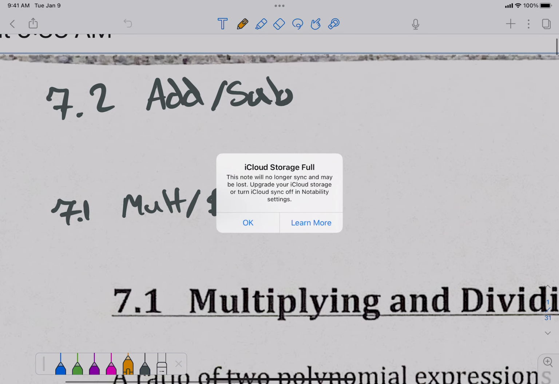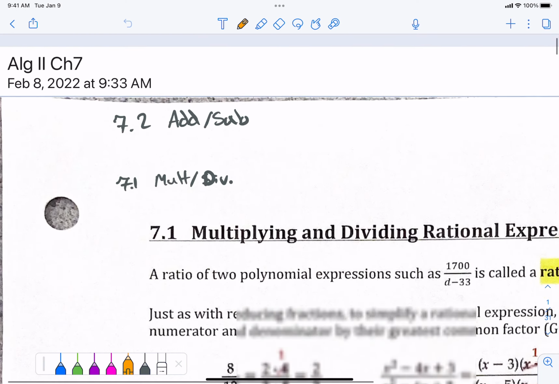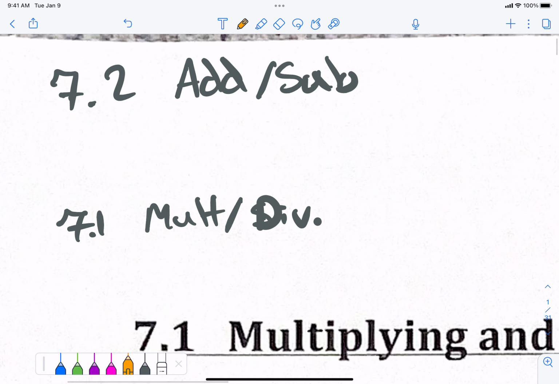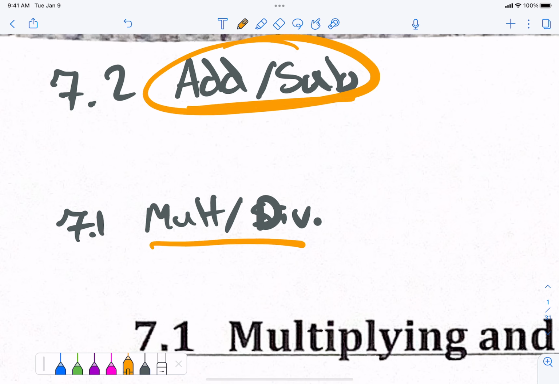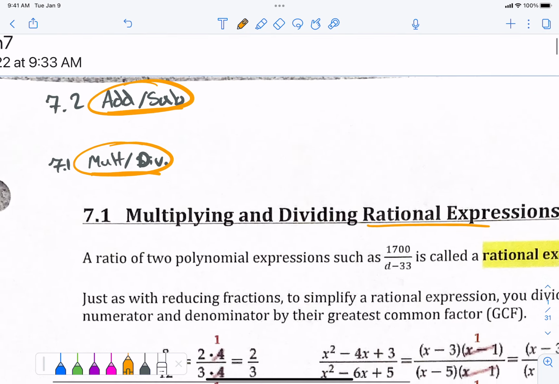Let me give you some background information. 7-2 is where we are adding and subtracting rational expressions, and 7-1 is when we are multiplying and dividing. Now, this always gets me every year because I'm like, why would we multiply and divide before we add and subtract? This we take 2 days to do, so that means it's harder. And it's the second section. This we only take one day to do, and it's the first section, so it's obviously easier, right? How the heck is it easier, okay?